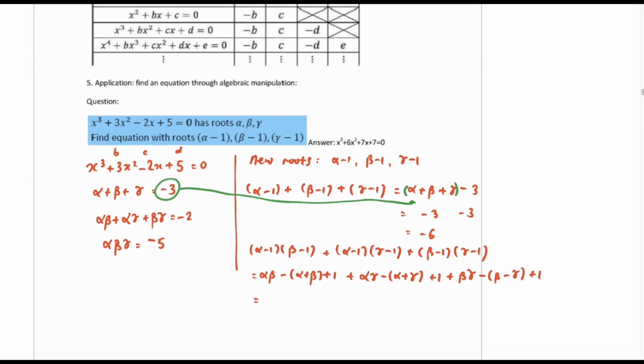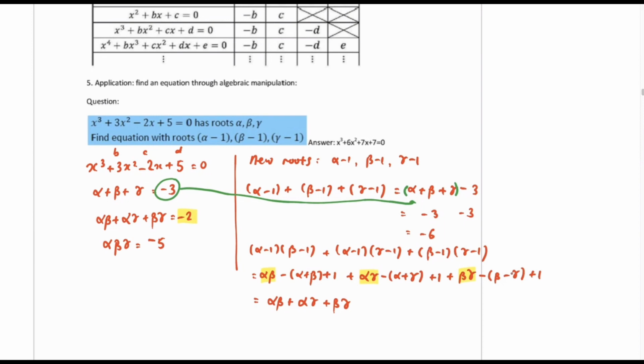And let's say now I purposely gather up this and this, and put them together so that I can change it to negative 2, as you can see here. Okay, so alpha beta, alpha gamma, beta gamma. So I put this in the first part of everything. Then after that, followed by all this.